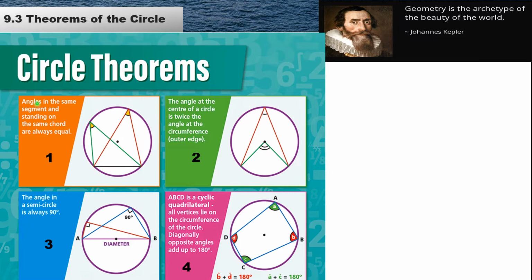Theorem 1 says angles in the same segment and standing on the same chord are always equal, right? So we know what a segment is, we know what a chord is. So here's the chord, and the segment would be this major segment here, and the two angles that have been subtended or created from that chord, those two angles are equal.